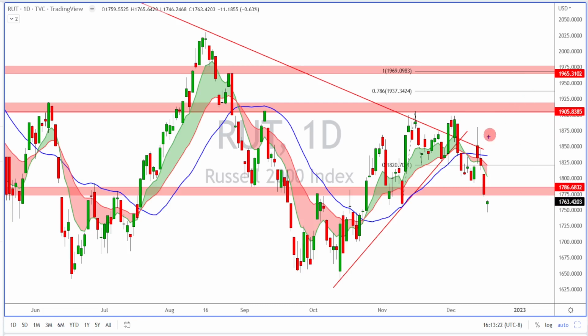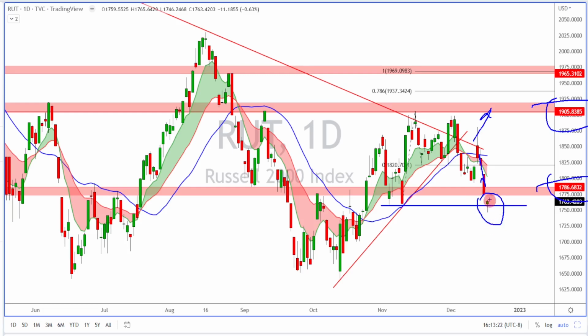And for the Russell 2000, we're going to look to see if it'll be able to get back above this 1900 area, 1905, 1920 area. But if it's unable to do that and comes down and dips below this 1780, 1775 zone, then we're essentially looking for this level to get tested. And right now it came down and tested and it's close above it.